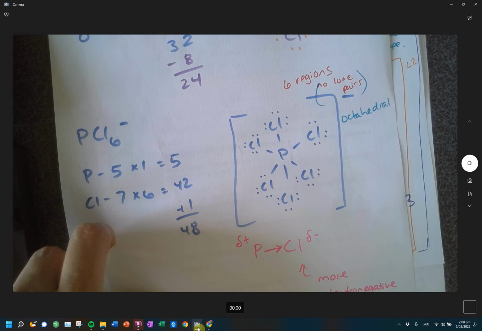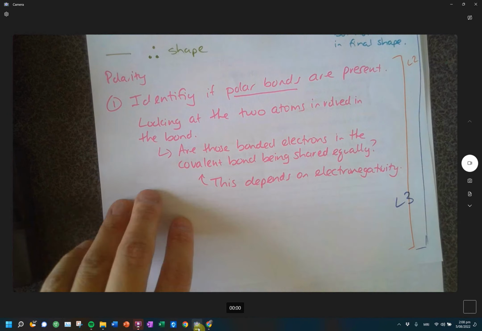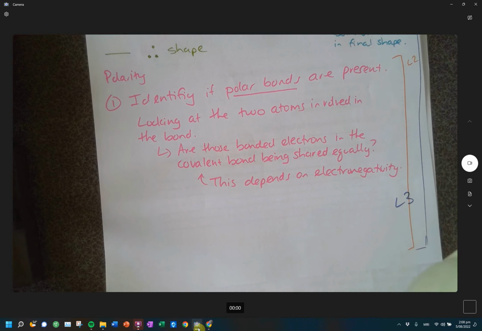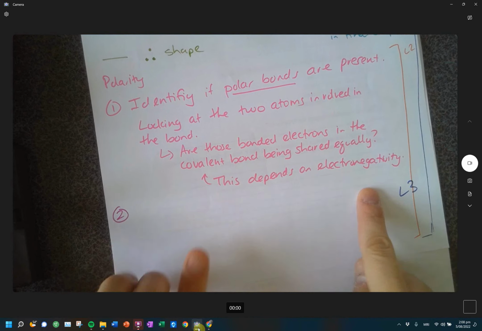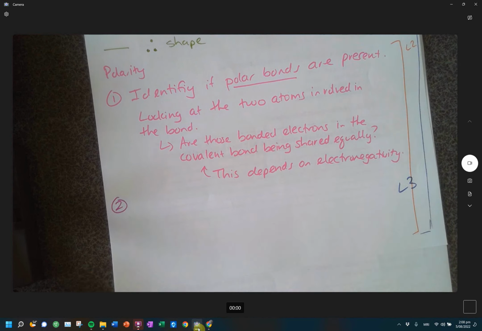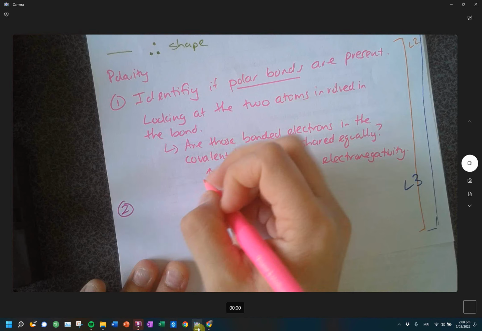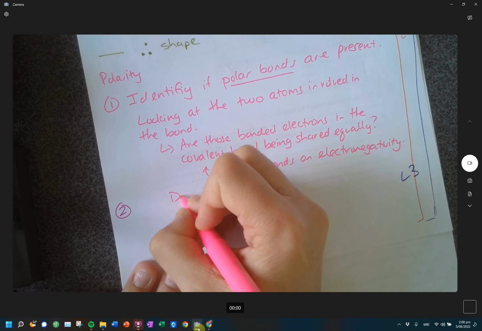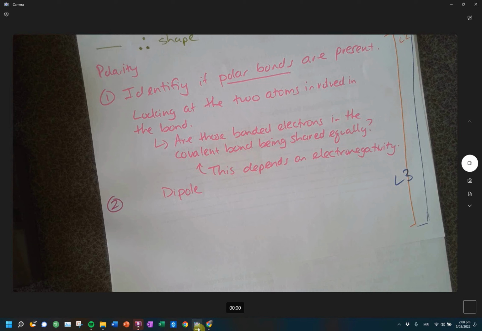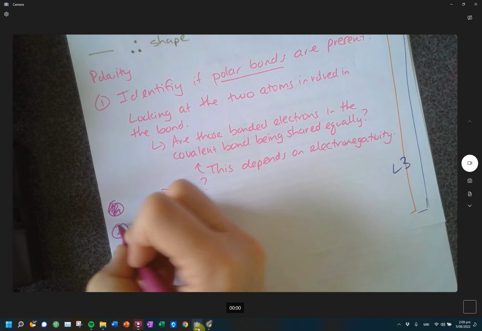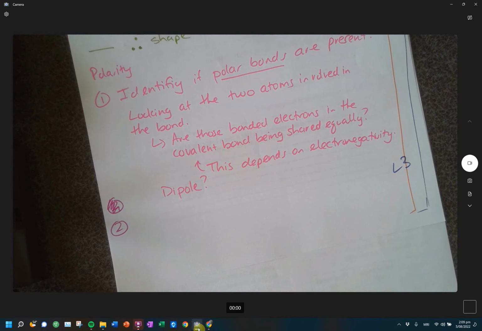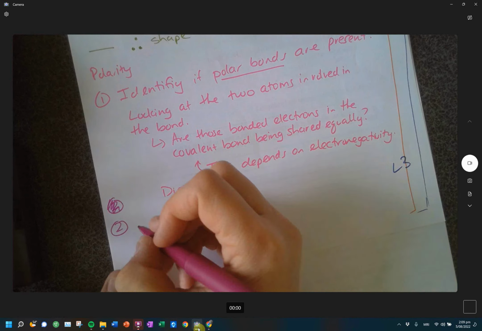Keep going. So that's your first step there. Your second step then is to check the symmetry of the molecule. So basically you're asking here, is a dipole being formed? I should actually add that. So use the word dipole. Dipole just means that you have a positive end and a negative end, two poles. All right. Then your second step is to look for the symmetry of the molecule and decide, are the dipoles being canceled?